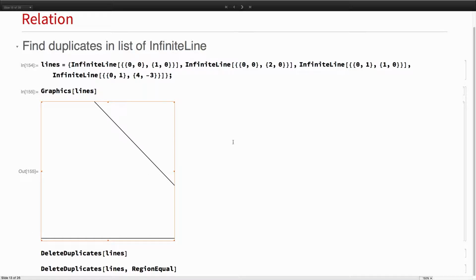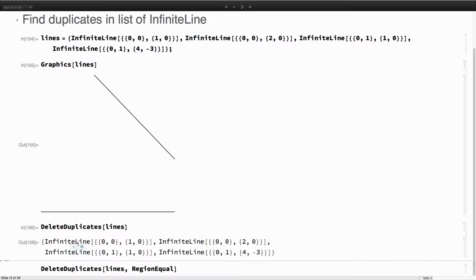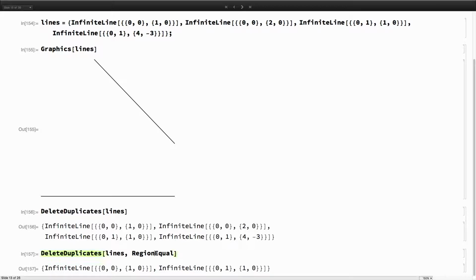So there is duplication. But if you're just using the delete duplicates function, you cannot verify which ones are the same, because it just looks at the input form, or full form in this case. But if you use RegionEqual as a tester, then it correctly deletes the same region. RegionEqual actually looks at the geometry and checks whether it's the same region or not.